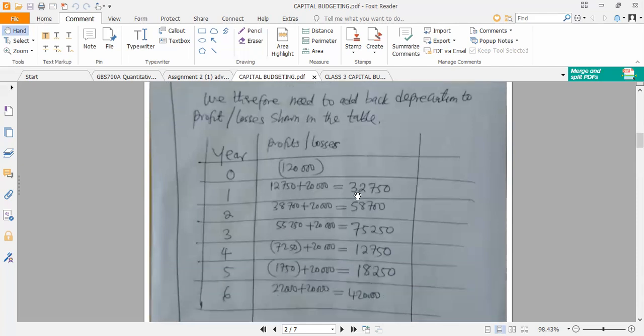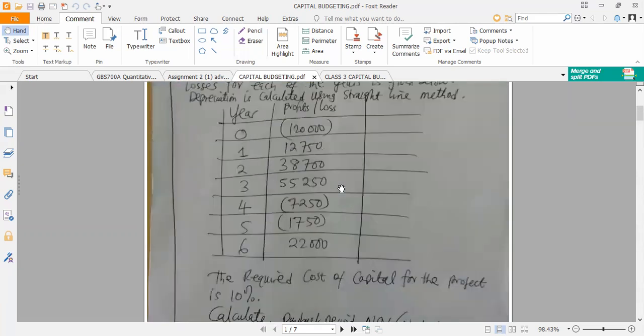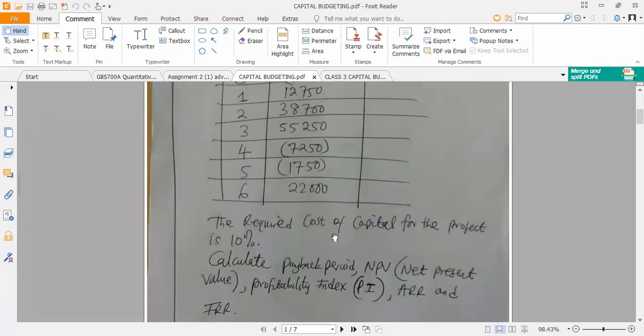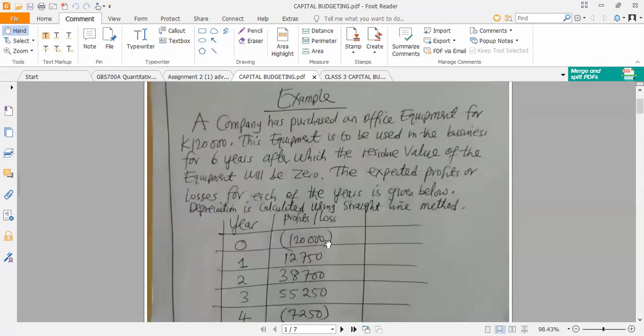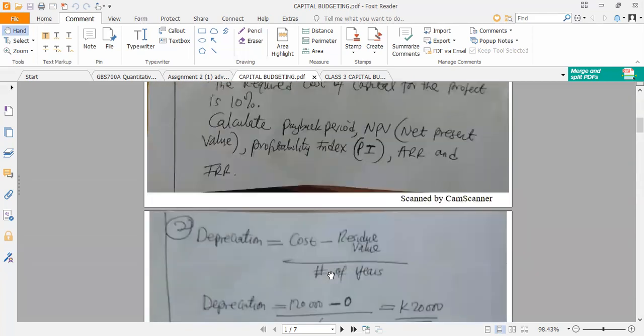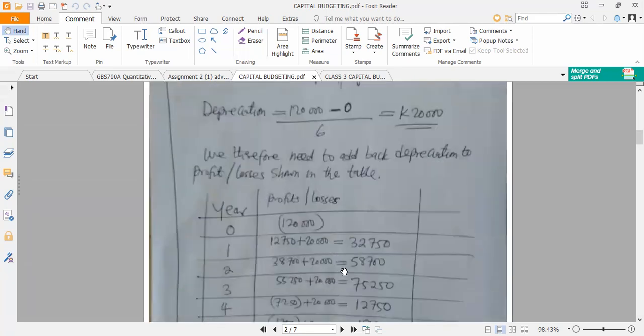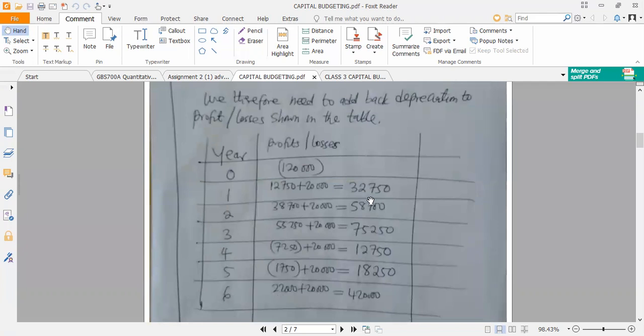So for year 1, our original cash flow will be the accounting profit of 12,750. To each of those profits, we're supposed to add back the depreciation of 20,000. So we are getting the original cash flows. The first one is 32,750, 58,700, 75,250, 12,750 for the 4th year. The 5th year is 18,250, and the 6th year is 42,000.